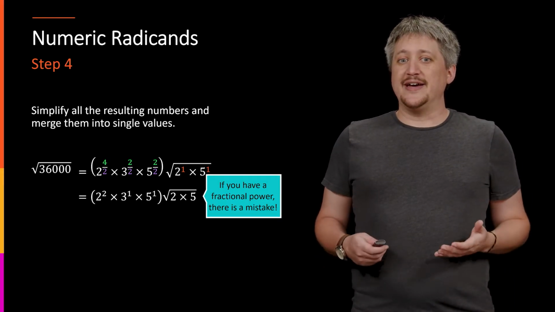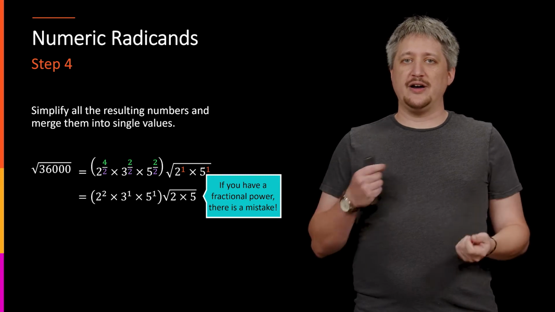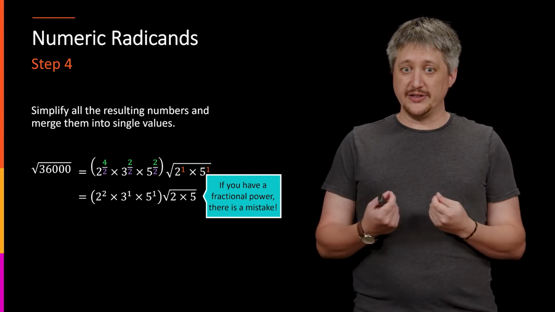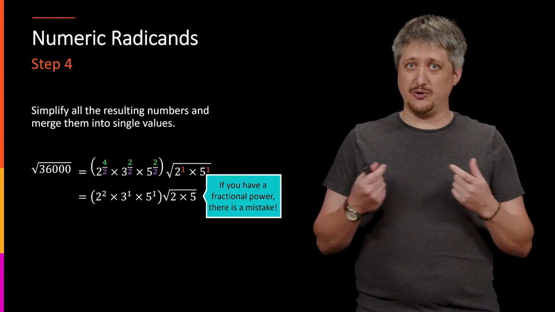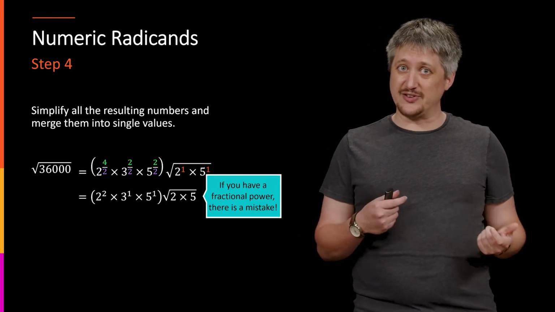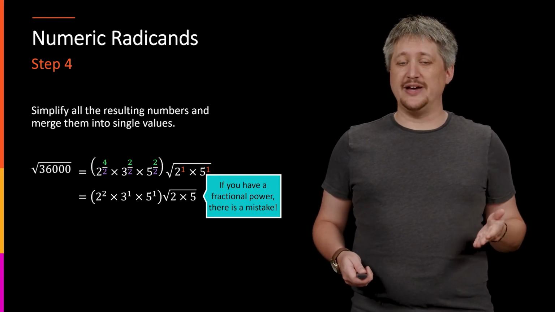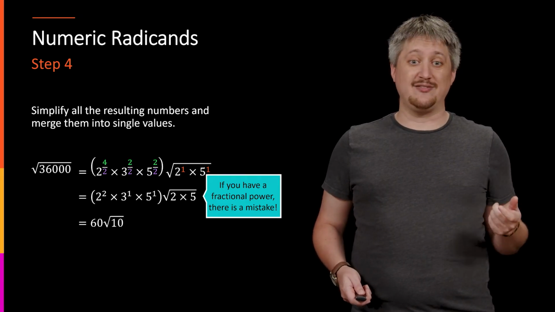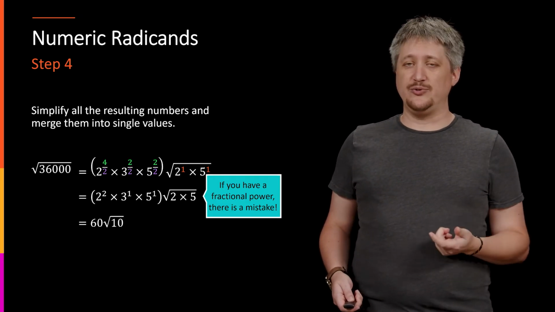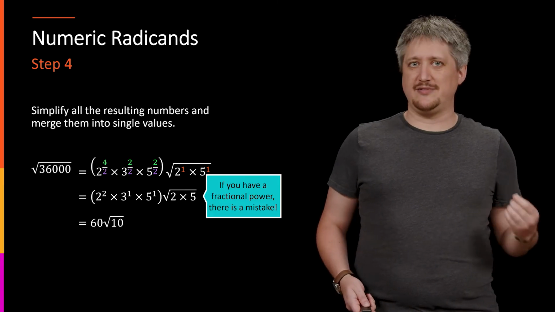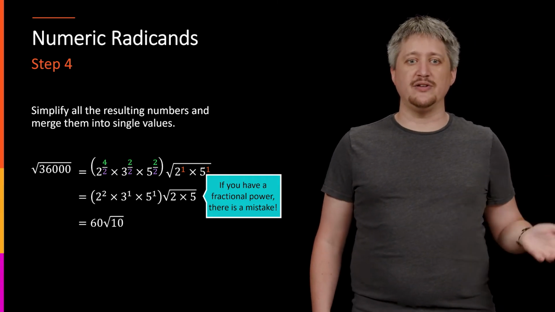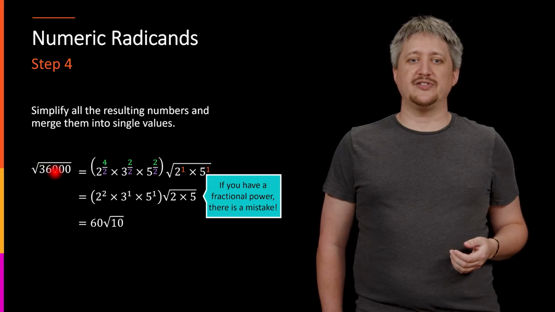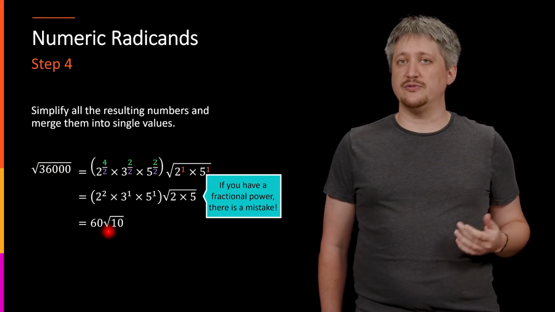But once you've done that, now we can simplify all of this by just putting the numbers back together now that we know which numbers are inside the radical versus outside the radical, right? So I can do that 2 squared times 3 to the 1 times 5 to the 1 and get 60 on the outside. And I can do the 2 times 5 on the inside and get 10 on the inside. So the simplified version of the square root of 36,000 is 60 times the square root of 10, okay?